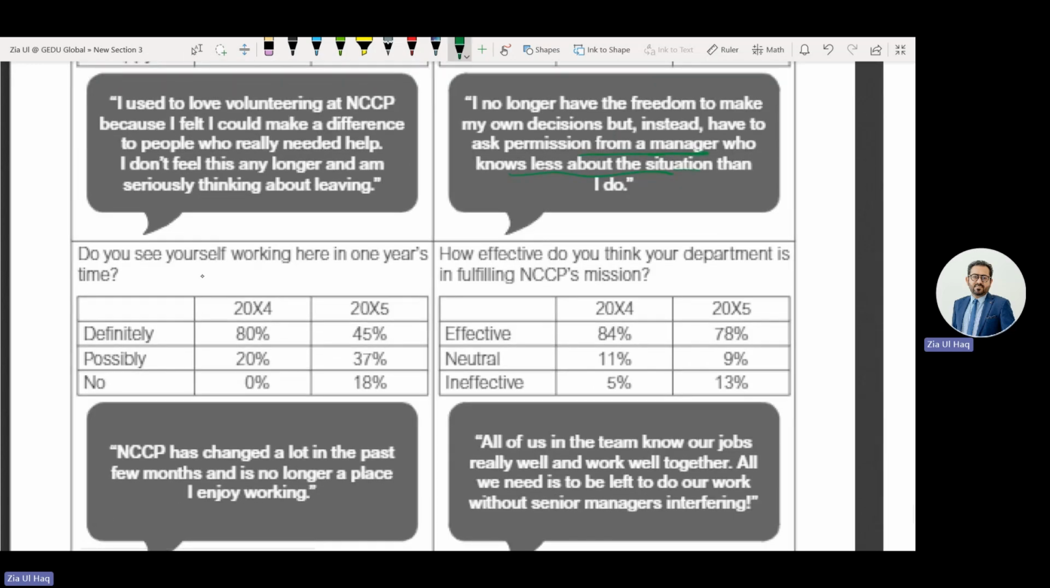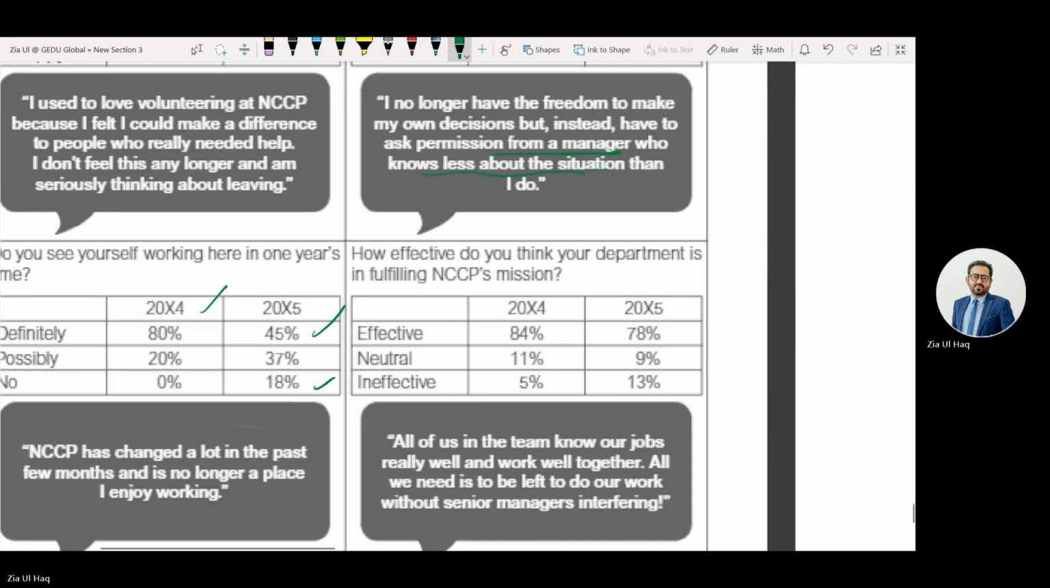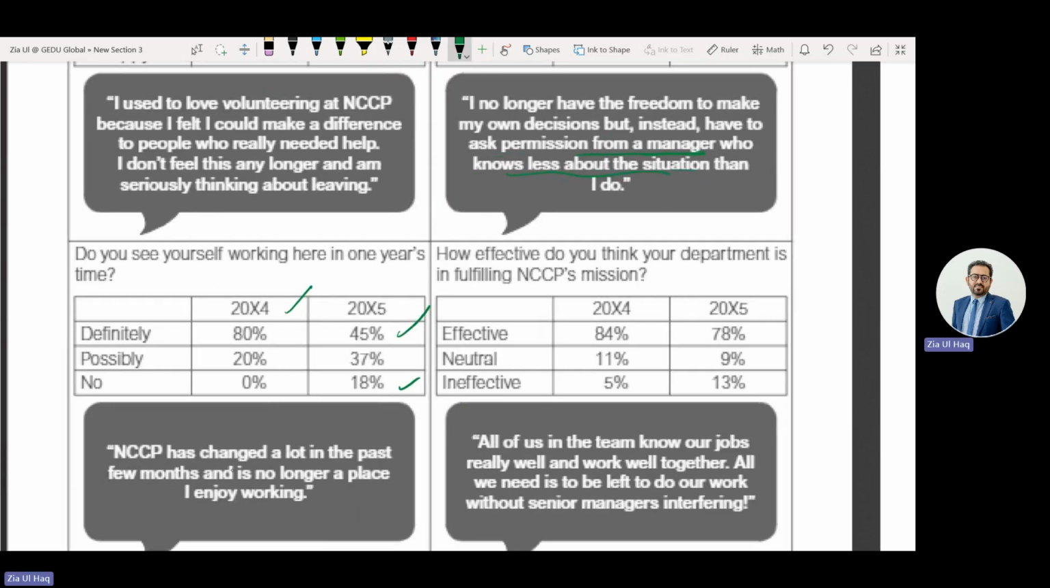Do you see yourself working here in 1 year's time? Last year, 80% were saying yes, we will stay with this organization. Now 45% are saying definitely, I will work, and 18% are saying no, I will not work. And a comment: NCCP has changed a lot in the past few months and is no longer a place I enjoy working. That's why they are saying they will not work.